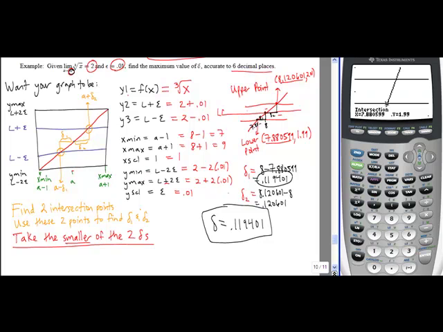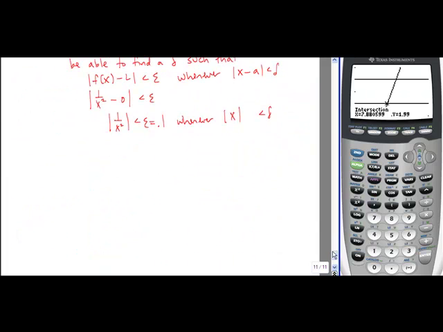So on our calculator, we're going to let y1 be our function, y2 be L plus epsilon, and y3 be L minus epsilon. So let's figure out what that would be for this problem. We're going to let y1 be our function, which was this 1 over x squared. We're going to let y2 be L plus our epsilon, and our L, our limit, was 0, and the epsilon that we're using is 0.1, so this is just going to be 0.1, and y3 is going to be the limit minus epsilon, so that would be 0 minus 0.1 or negative 0.1.